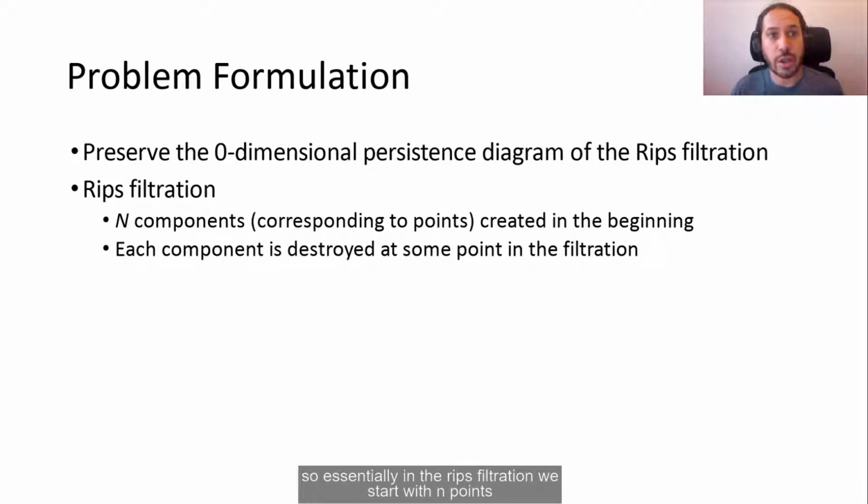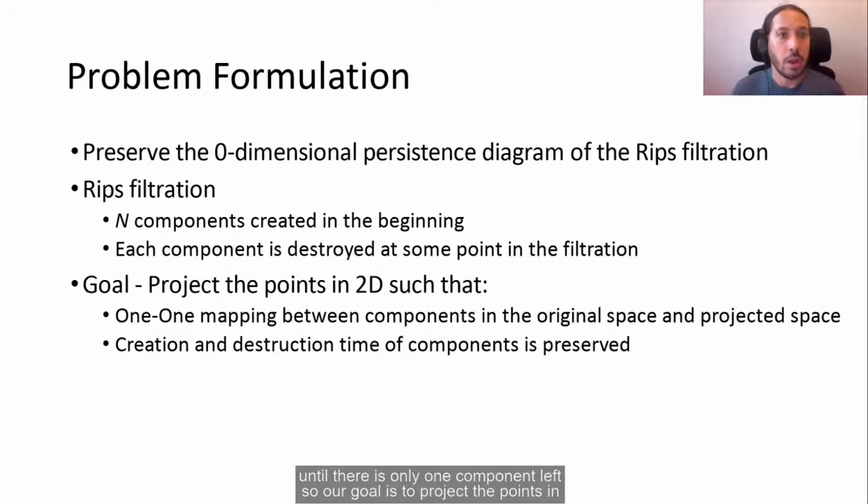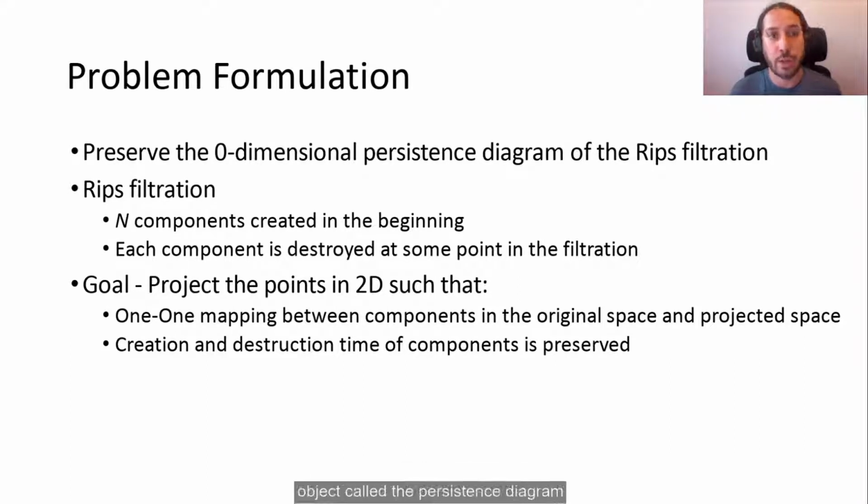So essentially, in the Rips filtration, we start with n points, each of which is a connected component. And as the balls grow, connected components are destroyed by merging with existing ones until there's only one component left. So our goal is to project the points in 2D such that there is a one-to-one mapping between the components tracked by the Rips filtration in the input points and that of the Rips filtration of the projected points. So formally, this also results in the preservation of a topological object called the persistence diagram.